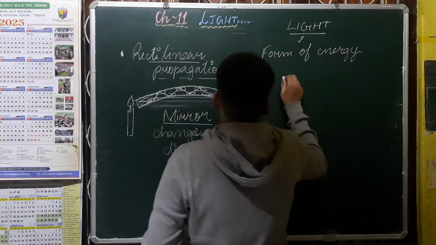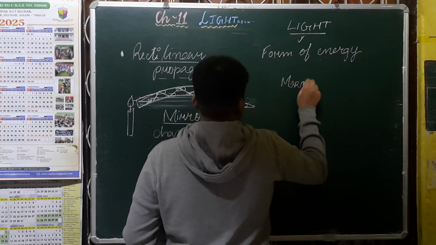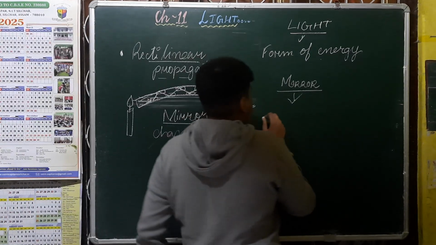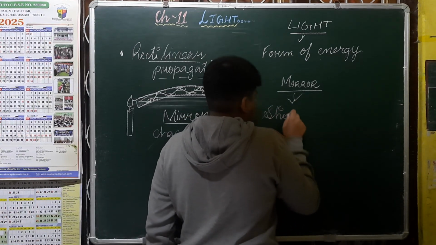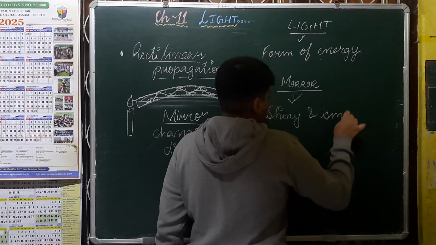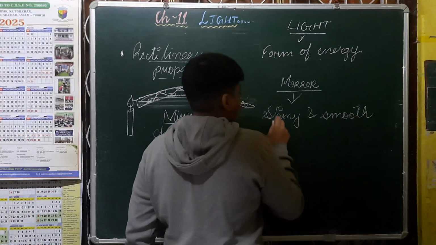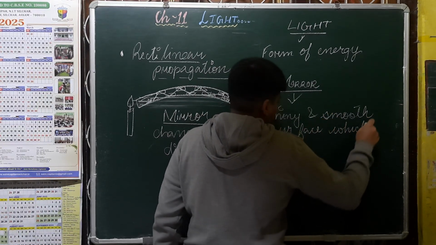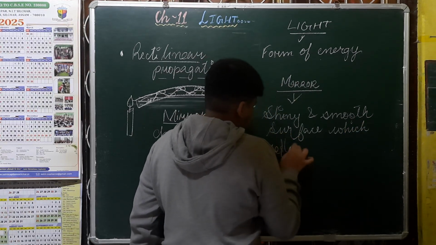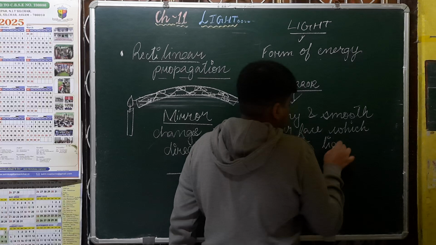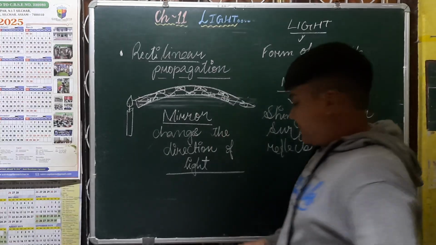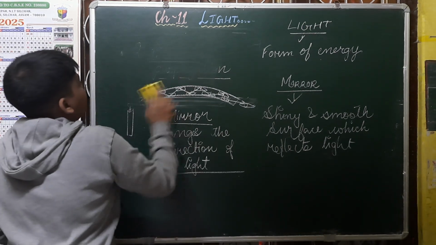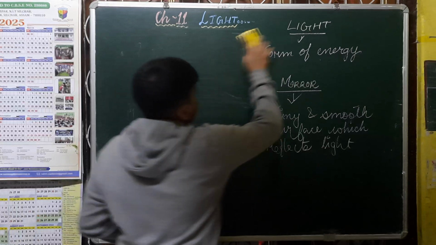Now what is a mirror? A mirror is a very simple, shiny and smooth surface which reflects light. Okay, mirror is a shiny surface that reflects light. So now we will see what is reflection of light.